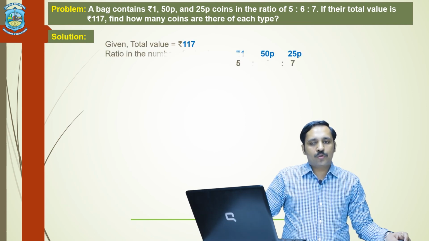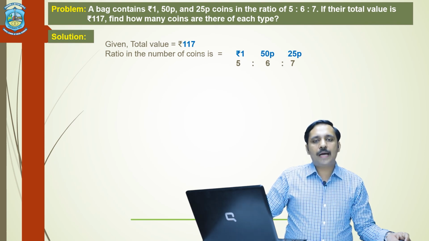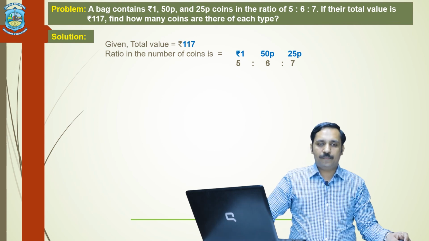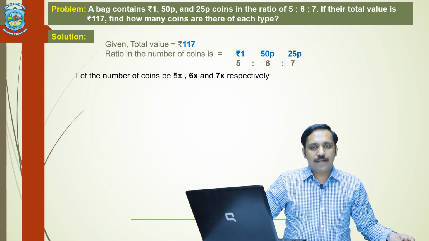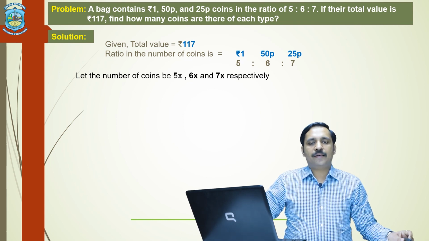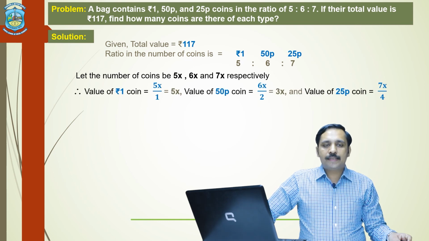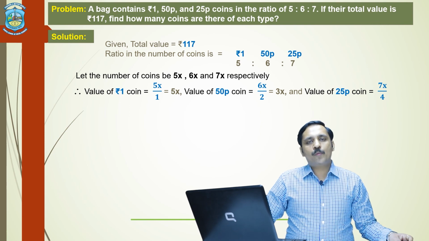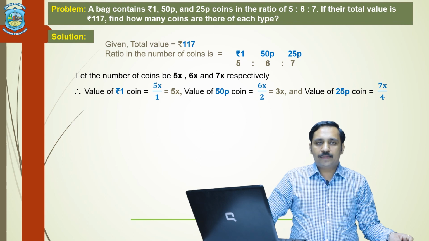First we have to find the ratio. It is already given. The ratio of coins is 1 rupee, 50 paisa and 25 paisa in the ratio of 5 is to 6 is to 7. So let us suppose that the total number of coins of each type is 5x, 6x and 7x respectively. Therefore, the value of 1 rupee coin is 5x upon 1. That means to make 1 rupee, we require only 1 coin of 1 rupee. So it is 5x upon 1, that is 5x.